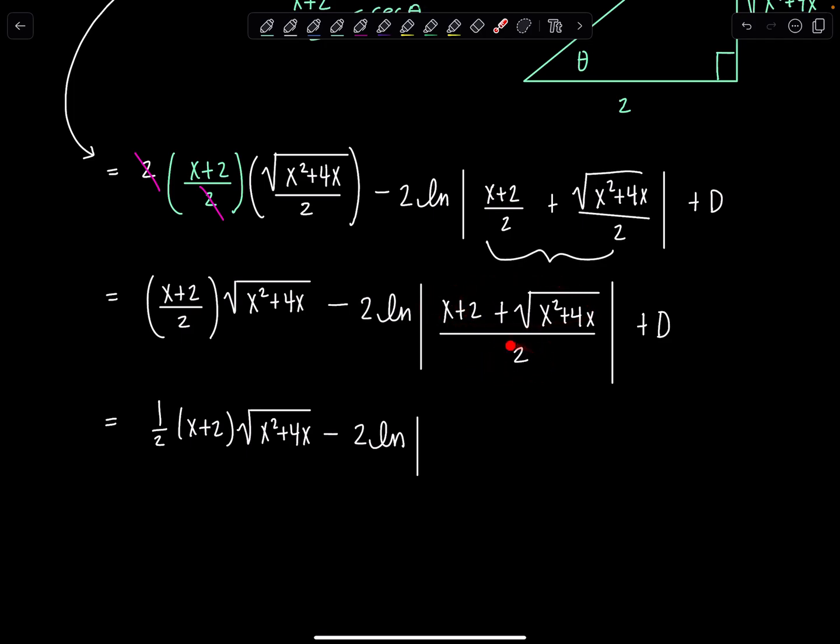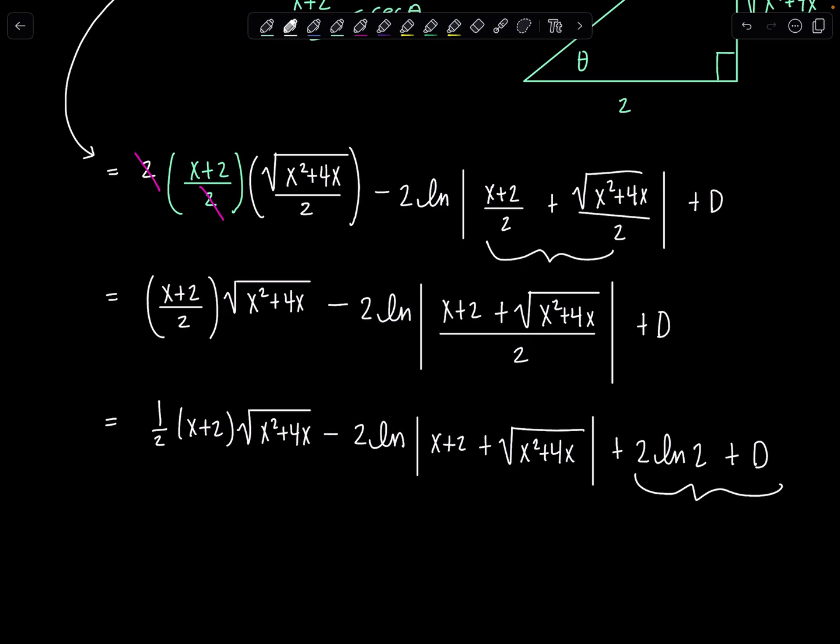That is the argument, using subtraction. So natural log x plus 2 plus radical x squared plus 4x minus, yes, well, I'm going to distribute the negative 2 also. So it'll end up being plus 2 natural log of 2 plus d, okay? And then from here, I can basically just absorb that 2 natural log of 2 into the constant d, and then I'll call that c. That way the end is just as clean and crisp as possible.